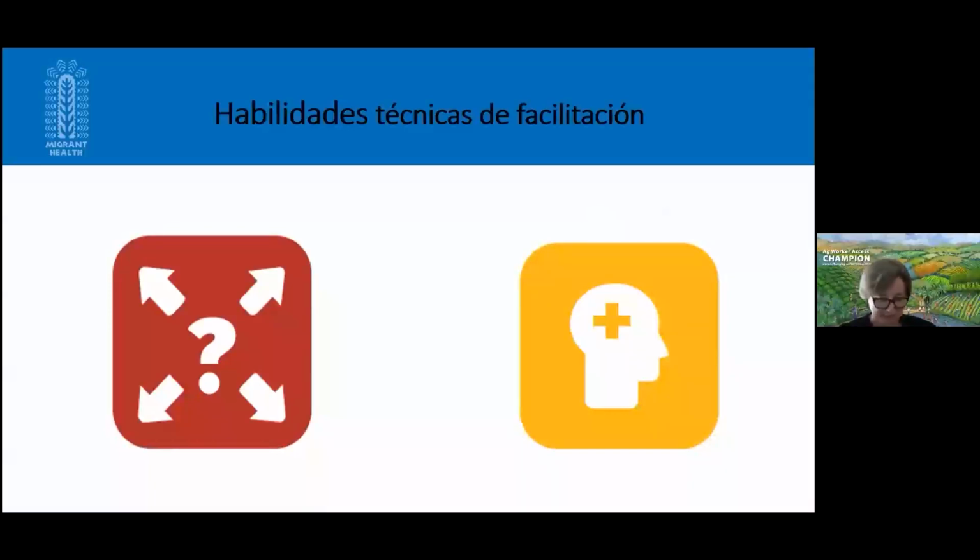Next we have open questions and affirmations. Which one do you think is open questions? It's the red one with the question mark and the arrows pointing out. That symbol represents open questions. These are the questions that cannot be answered by just a simple yes or no, but rather it's an open question that the patient can answer with their own words, what they're thinking, what they're feeling, right?